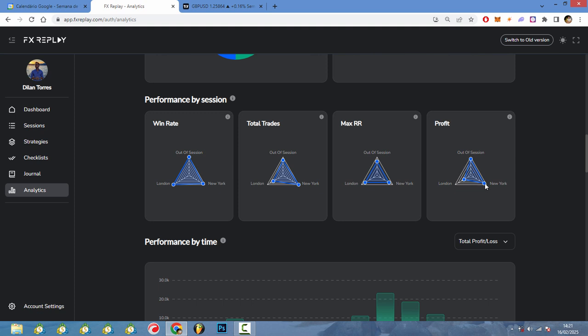Here, the profit. Now this is where it gets interesting. 42R in New York, almost 45 in London close, and 20 in London. So what this tells us is that I'm most performant in New York and London close, and in London, I'm not so performant. But even though I'm not so performant, I'm still profitable, so I can still take those London trades. But in my mind, I know that I'm more profitable in New York and London close. So in these two, I gotta focus myself more.